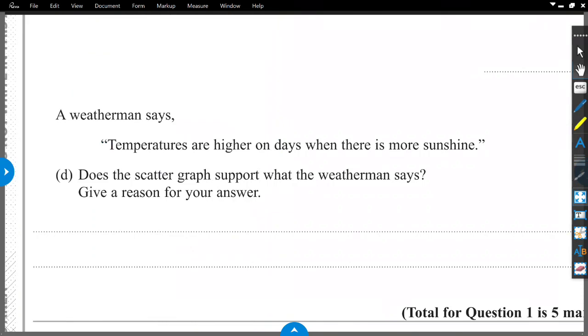Clearly the weatherman is correct, because we deduced right at the start that there is a positive correlation between both of these variables, and we can just see as you increase the temperature, the data supports that, the sunshine is also increasing.